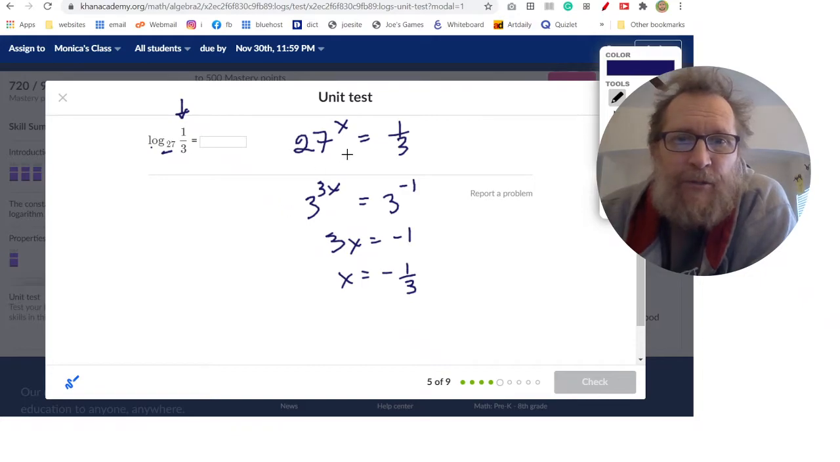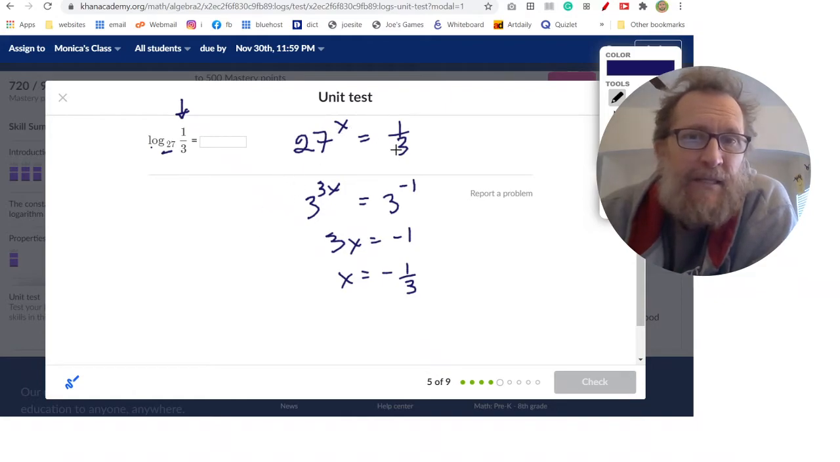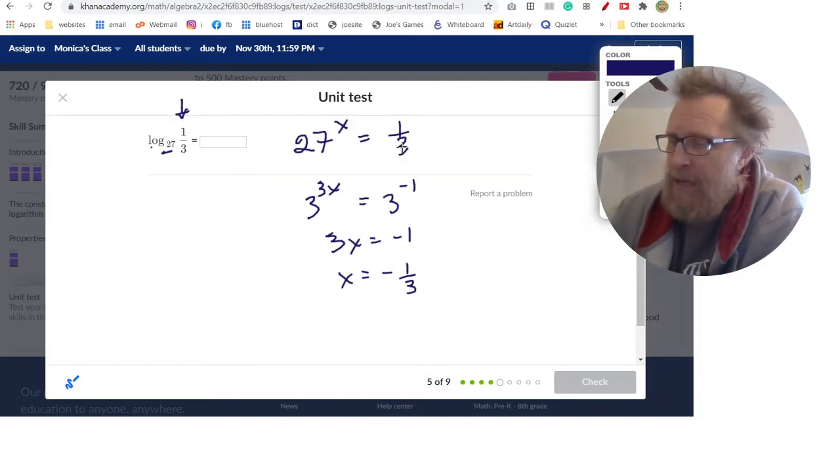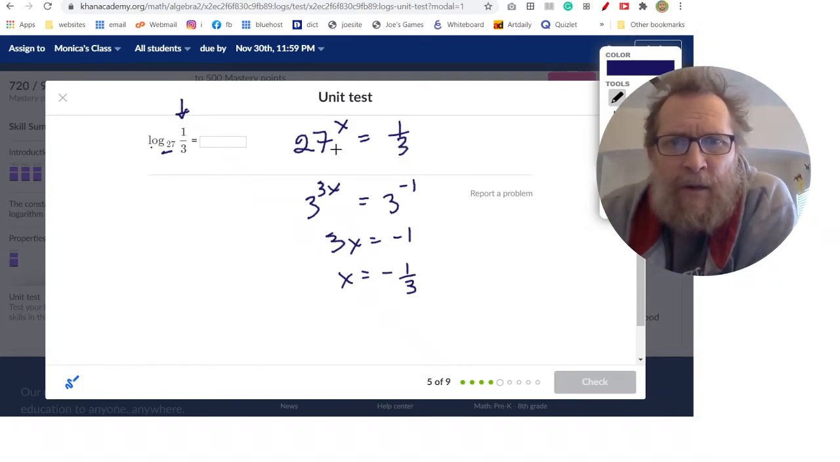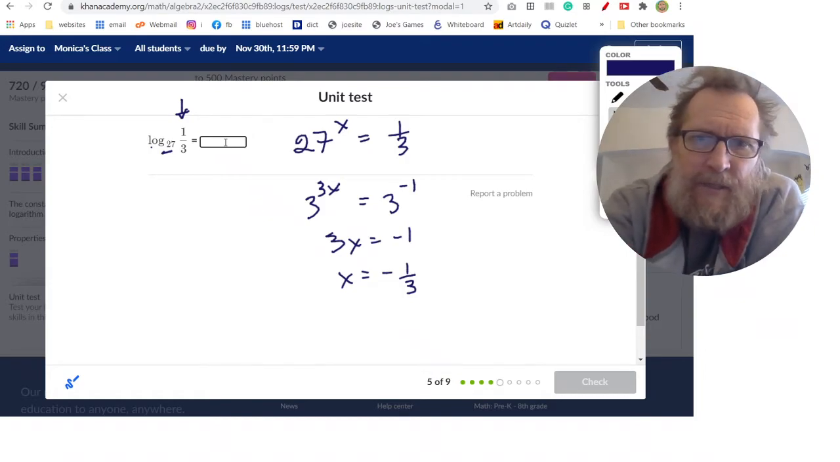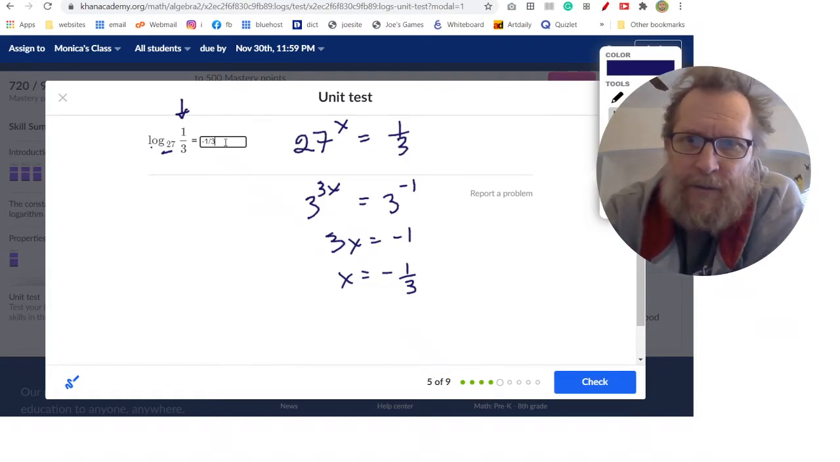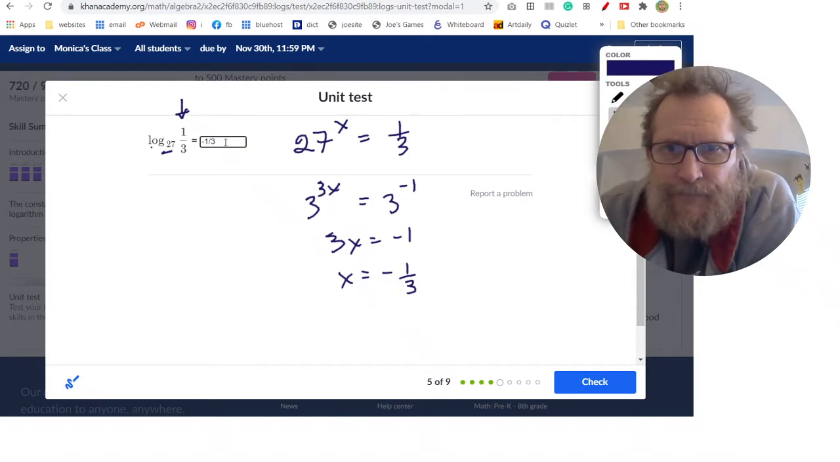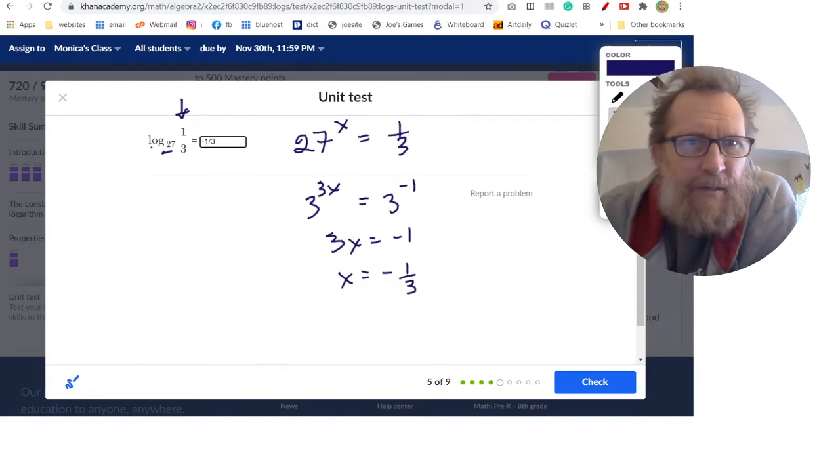And you can see that if I were to substitute this in, 27 to the -1/3, well, the negative puts it down in the bottom, and the 1/3 means the cube root of that. So you can see that works. 27 to the -1/3 does equal 1/3. Okay. So I need to type in -1/3. I like it better when they give me the little fractional thing.